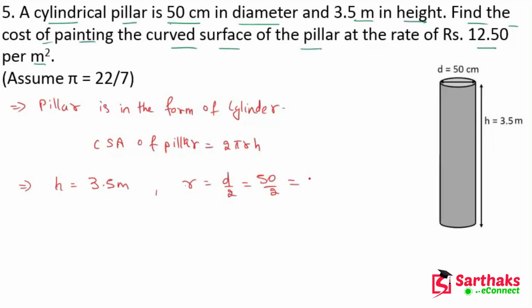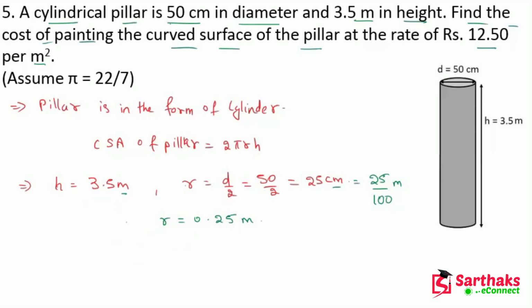This is 25 centimeter. Now you can see height is in meter and radius is in centimeter. So now we are converting this centimeter into meter, so this will become 25 divided by 100. So radius is equal to 0.25 meter.